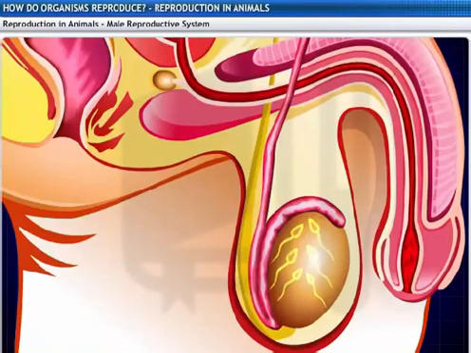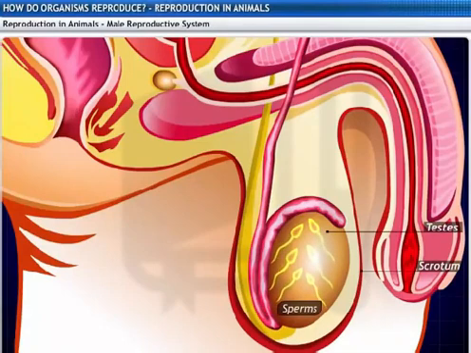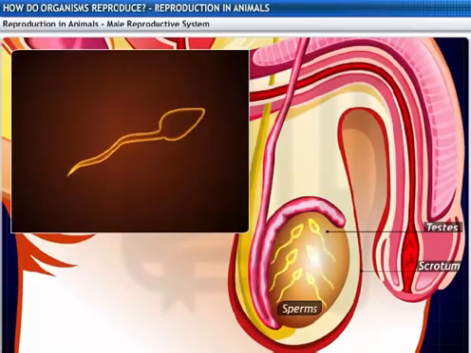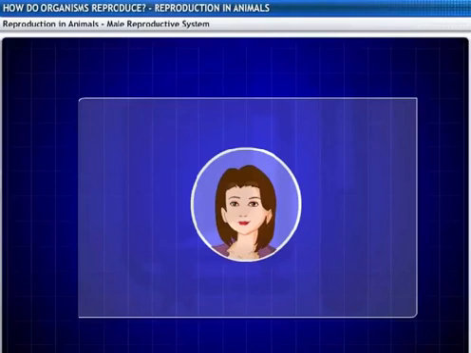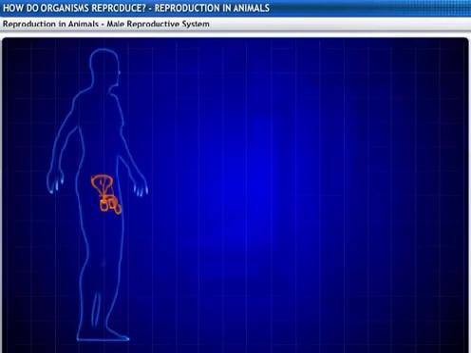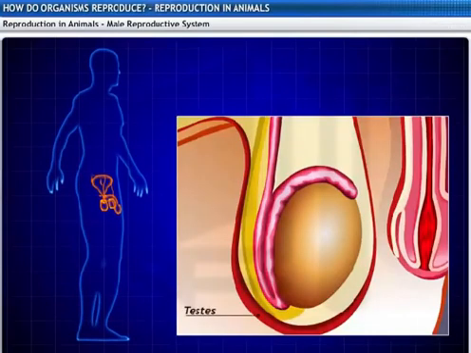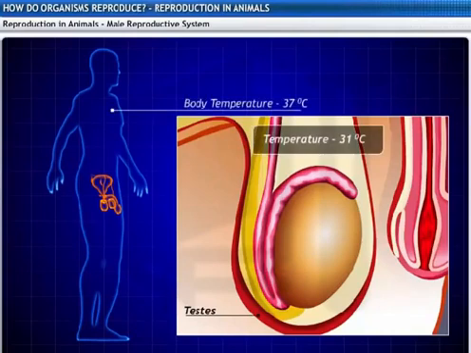In males, the germ cells known as sperms are formed in the testes, located outside the abdominal cavity in the scrotum. These sperms have a long tail that helps them move towards the female germ cell. But why does this formation happen outside the abdominal cavity? This is because the sperm formation requires a lower temperature than the normal body temperature.